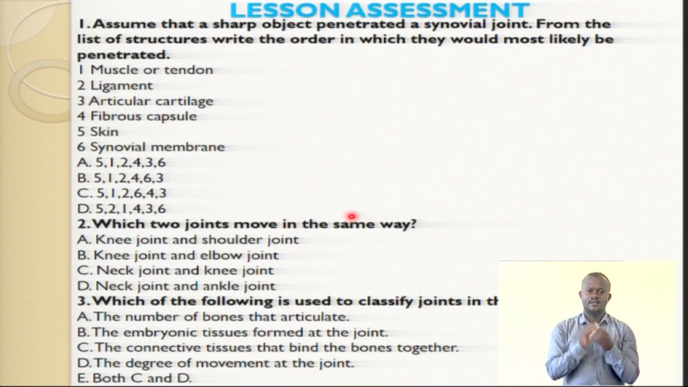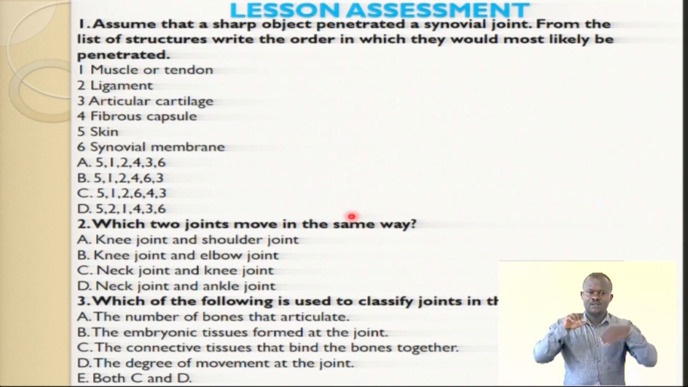Number three, which of the following is used to classify joints in the body? A, the number of bones that are articulated. B, the embryonic tissues formed at the joint. C, the connective tissue that binds the bones together. D, the degree of movement at the joint. E, both C and D are correct.